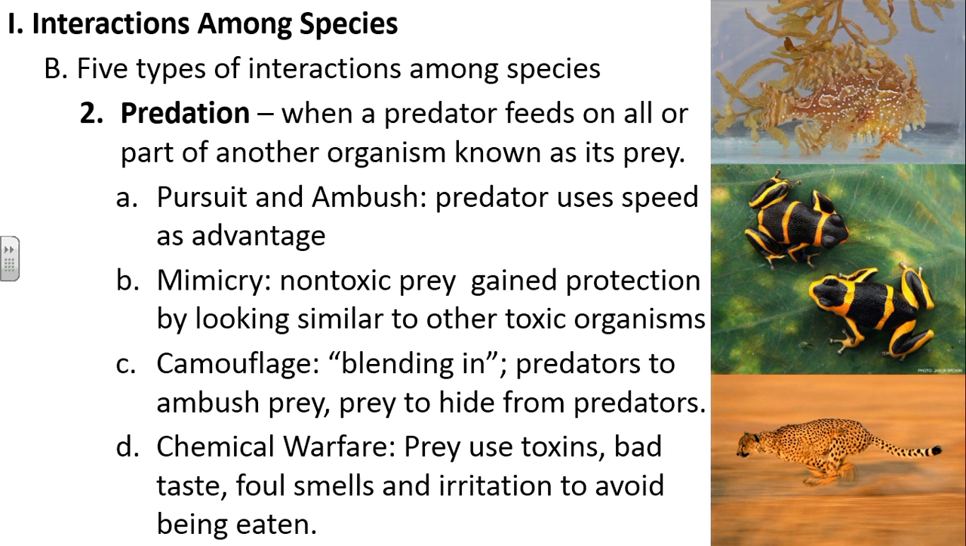There's also chemical warfare, and this is where prey can use toxins, bad taste, foul smells, or an irritation to avoid being eaten. One of my favorite examples of this occurs in the aphotic zone of the ocean, or the part of the ocean that has no light. There are some shrimp that, if they're threatened by a predator, will eject a bioluminescent or glowing glue on the predator itself. So it's not toxic, but what it does is it makes the predator glow in an area that has no light. So it kind of makes the predator susceptible to its own predators.